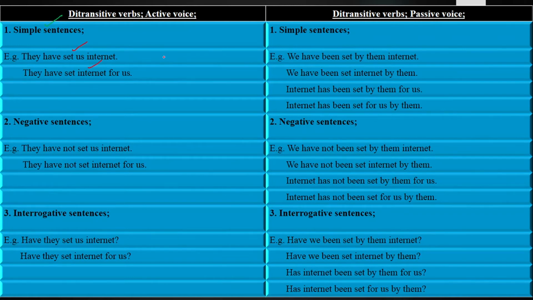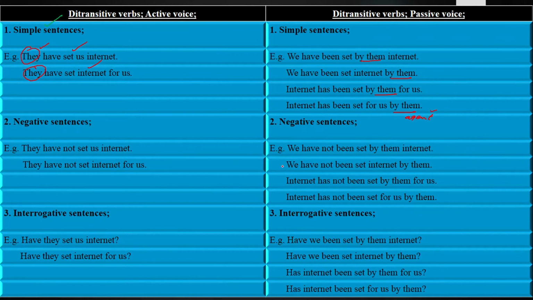Now the main target: how are we going to change it from active voice into passive voice? Keep in your mind, when you bring the doer of the action, the subject they, in the place of the object, you make it by them. Here by them won't be called the doer of an action, but it will be called the agent. And what is the agent? The one we are talking about.